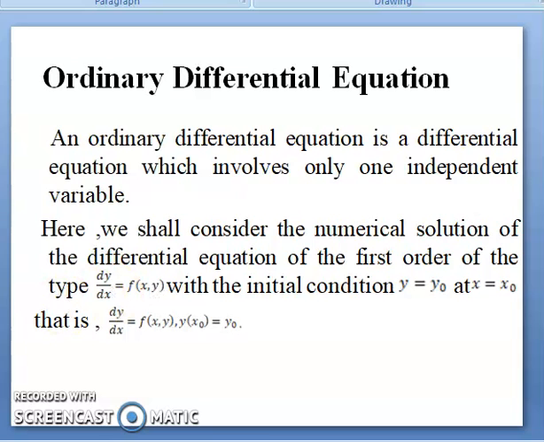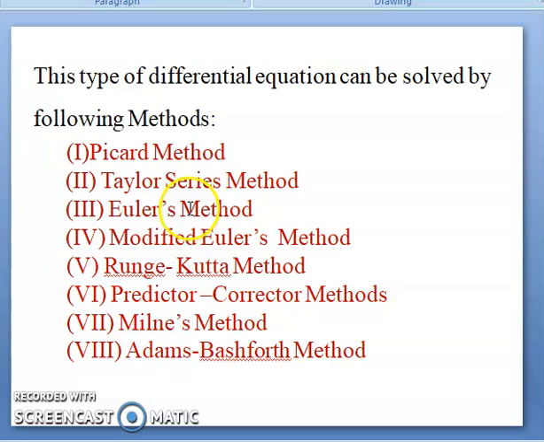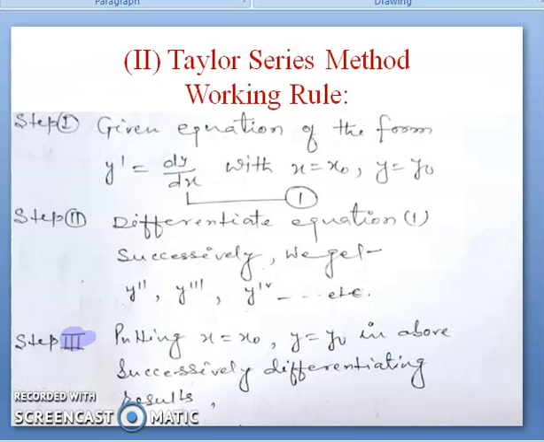There are so many methods to solve this type of differential equation. These are the methods: Picard's method, Taylor series method, Euler's method, Euler's modified method, then Runge-Kutta method, and all these methods to solve this type of differential equations. So in today's lecture we will discuss the second method, that is Taylor series method. So first we explain the working rule of Taylor series method.